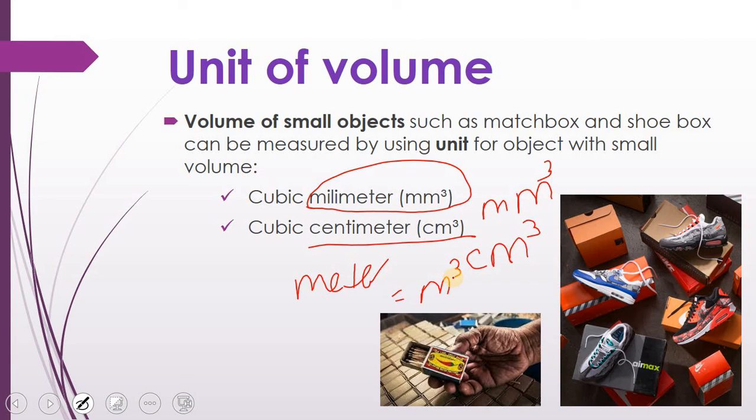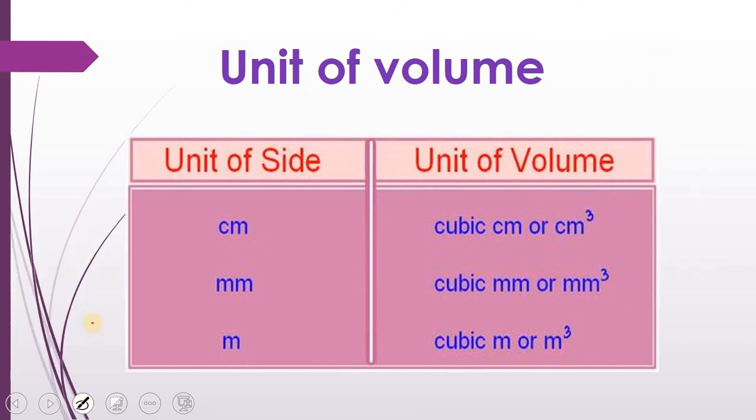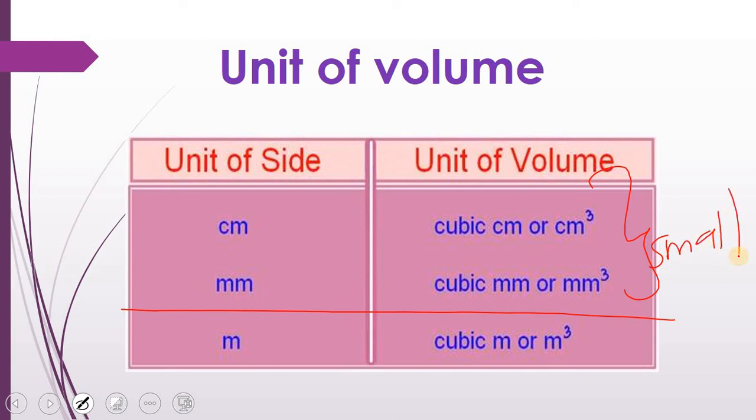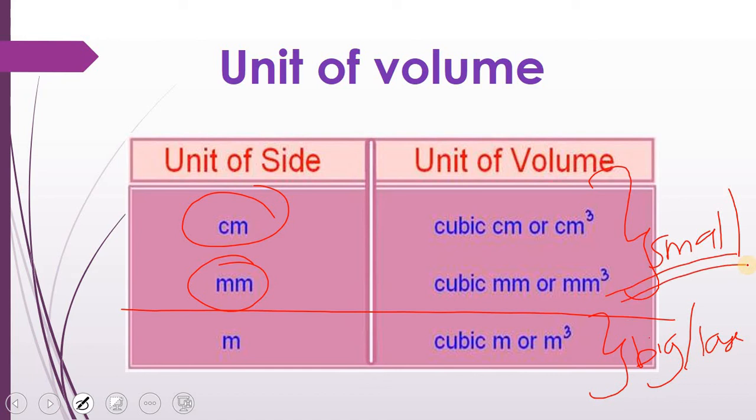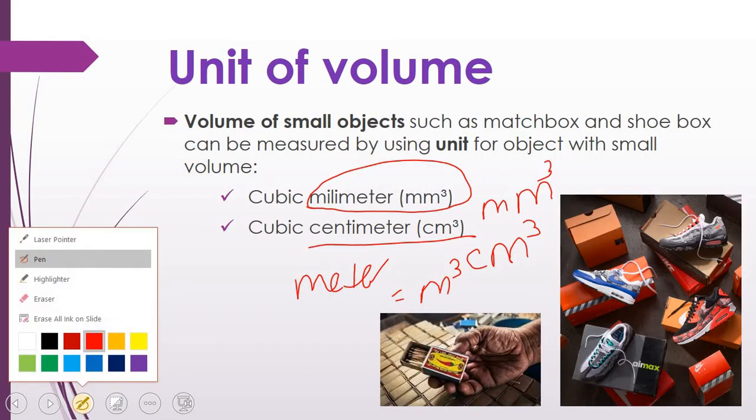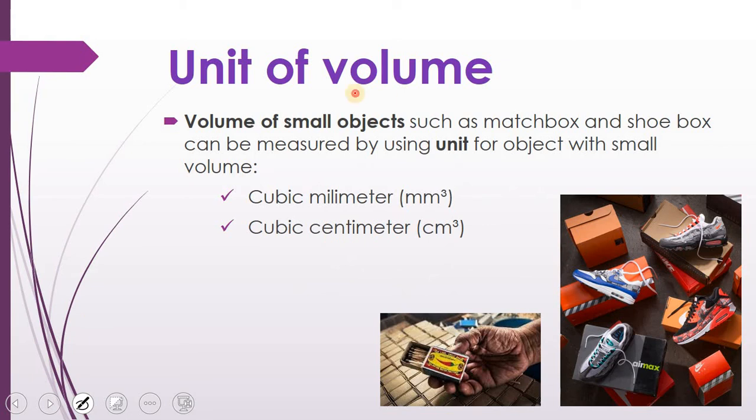Okay, so volume, unit of volume, they are divided into 2 actually. I'm sorry. So these are for the small object, and these are for the big ataupun large object. Okay, remember when you have cm or you have millimeter, you only can use for small object, and when we have meter, you can only use for big or large object. Okay, so we tengok one by one. We're going to look at one by one. So volume of small object.